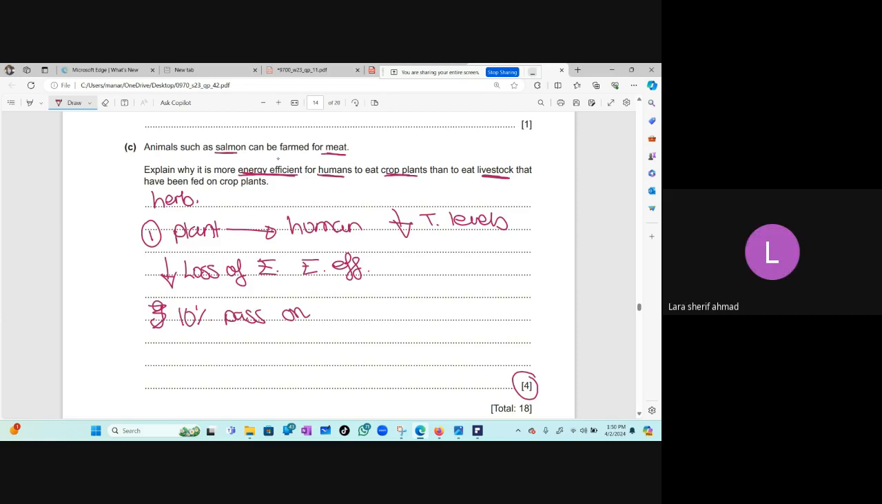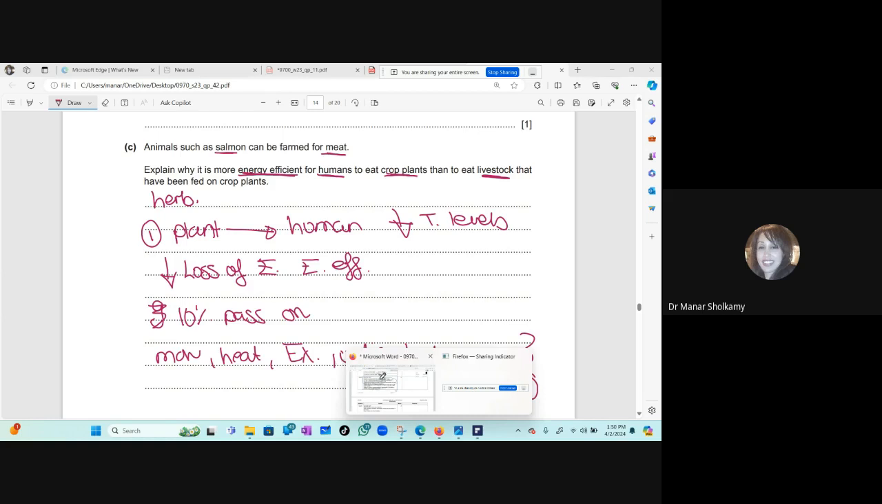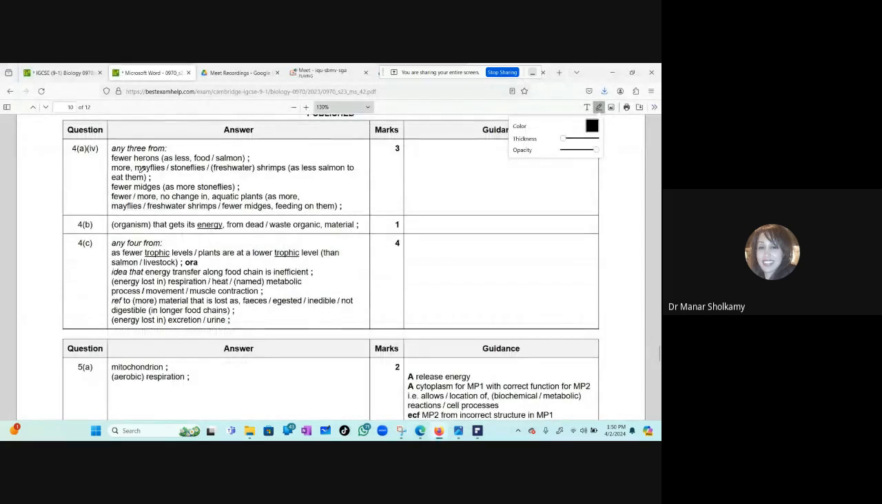By heat or exercise, or movement, by heat, by excretion, by undigestion. Not all the food is digested. Okay, because we want the 4 marks. Good. Let's look at the mark scheme just to be sure, but this is definitely correct.